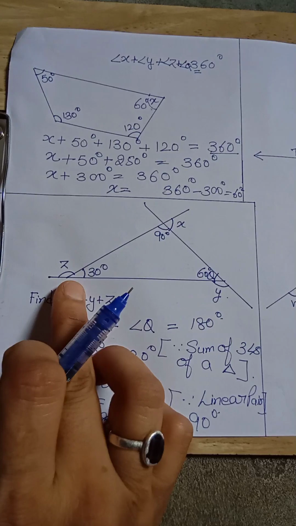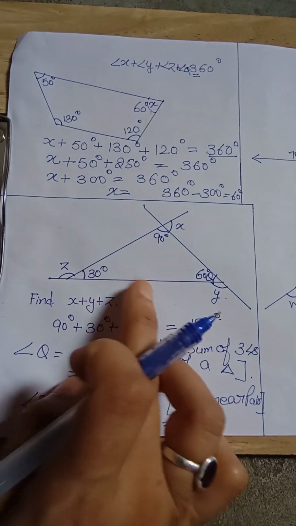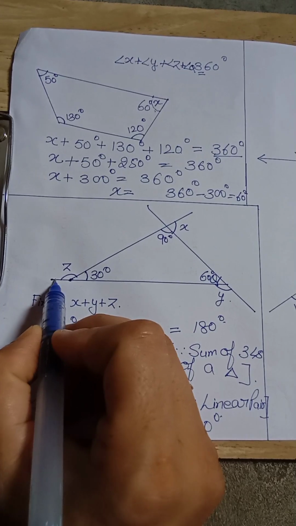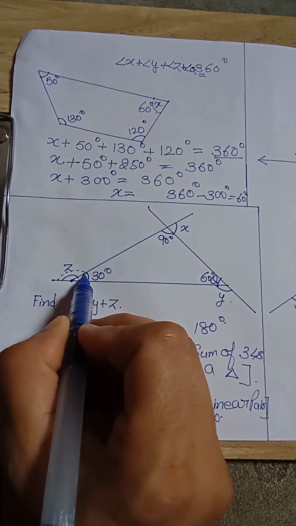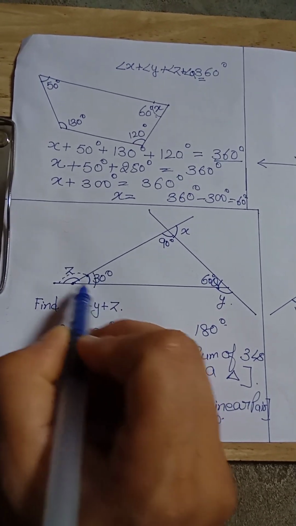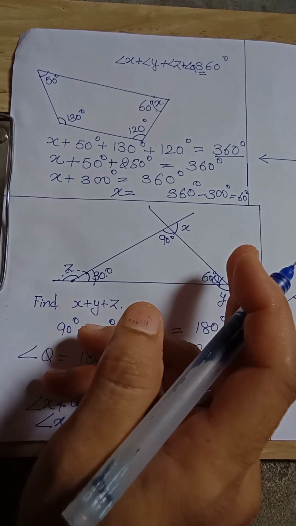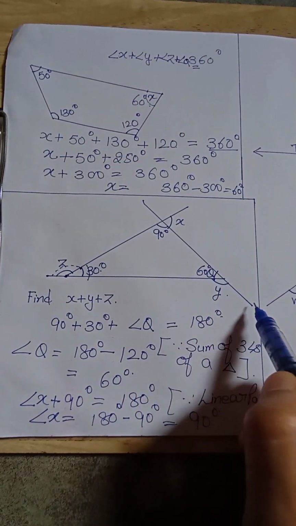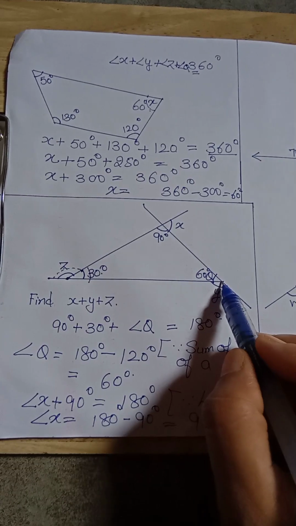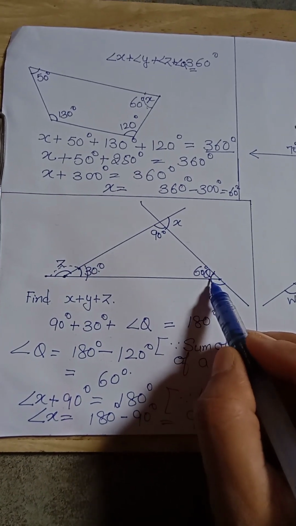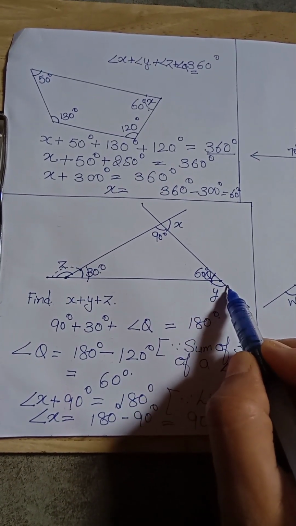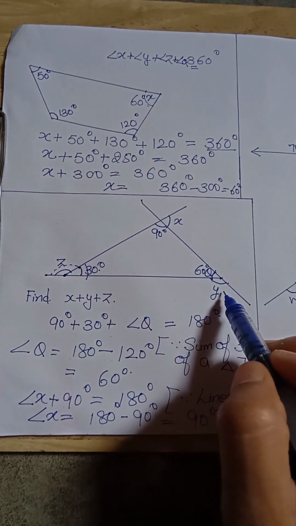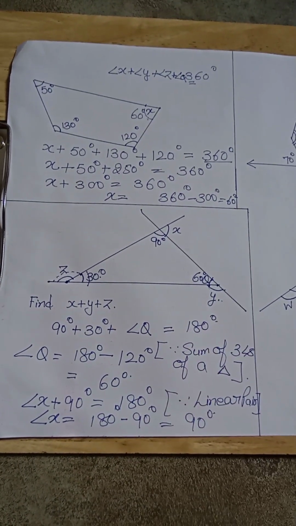Similarly we find z. Consider this axis as a straight line and here we have one point. And here it will be a linear pair, this plus this, z plus 30 degree is equal to 180 degree. Similarly, consider this xy axis as a straight line and this is a point, and here we have two angles, 60 plus y, and that is also equal to 180 degree. So we find our angle y.